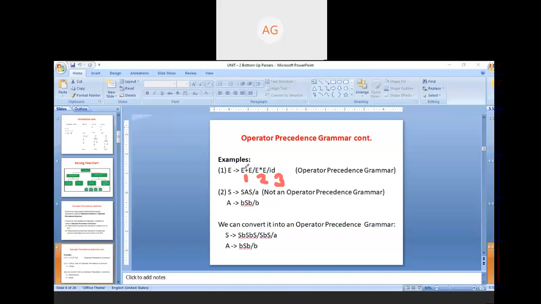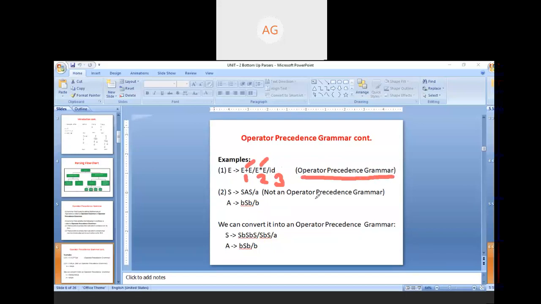Here, from the first production, E produces E plus E, between the two E's there is a plus symbol, which is a terminal. So the two E's are not adjacent here. In the second production, you can also check that there is an into symbol, which is a terminal, between the two E's. And the third production is E produces ID. So all the productions of the grammar follow the two rules of the operator precedence grammar. That's why this grammar is operator precedence grammar.